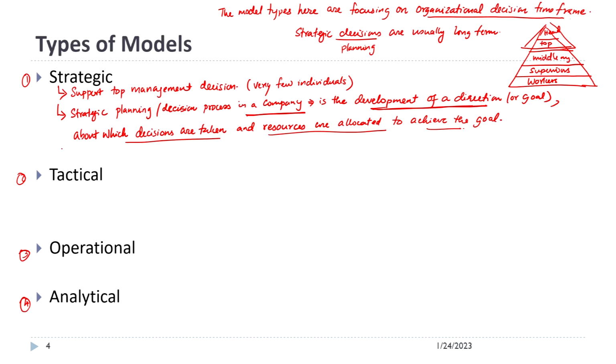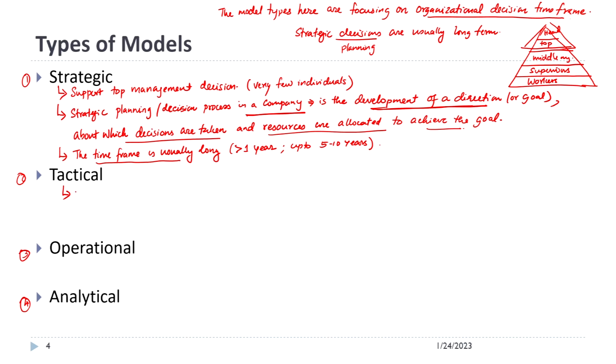Okay. And the other part is the time frame is usually long. Okay. So, we can say greater than 1 year, up to 5 to 10 years. Okay. So, the decision time frame is a pretty long term decision making process. Okay. Second one we talk about is tactical decisions, right.